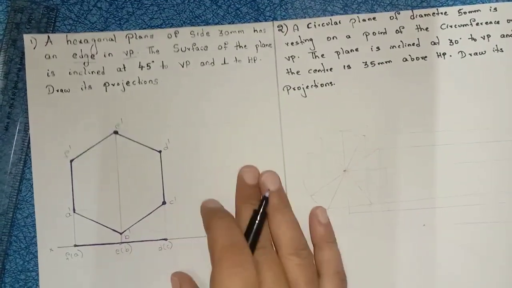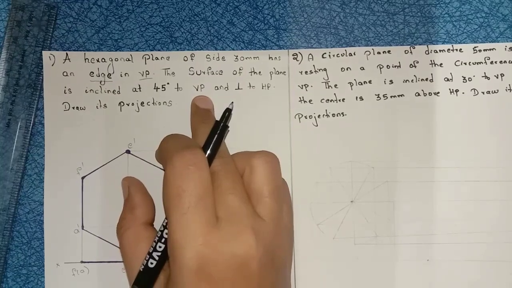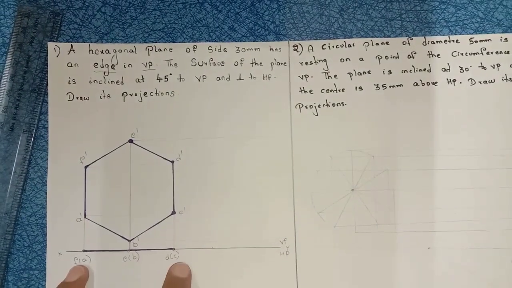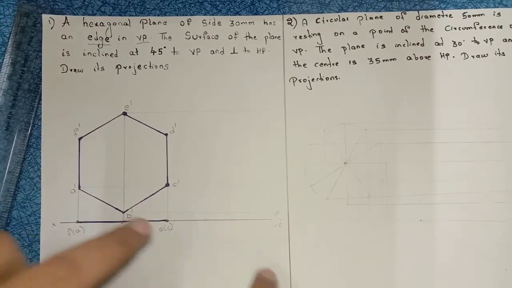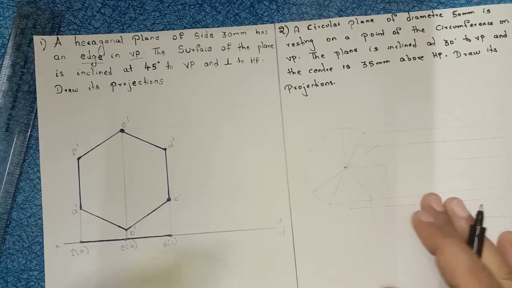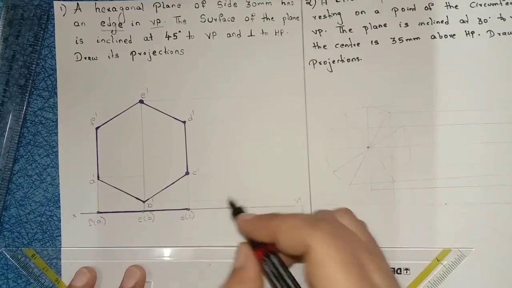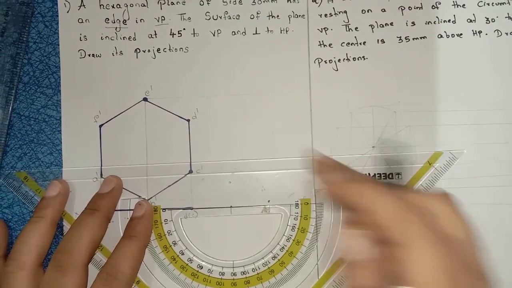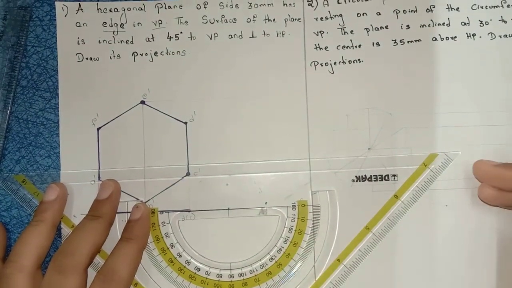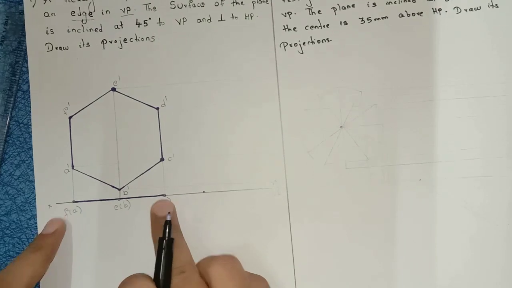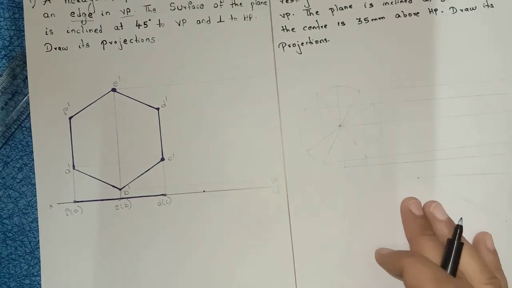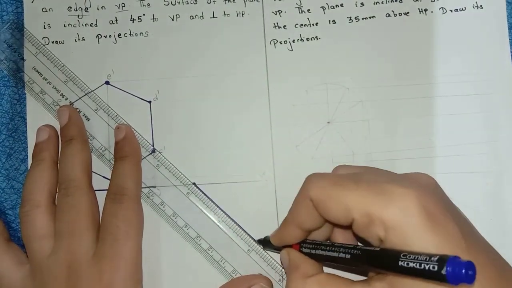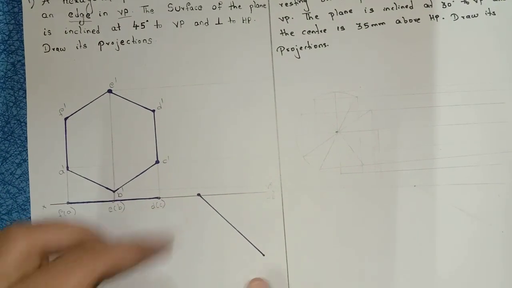Now coming to the next step. What is the next step? 45 degrees to VP. The surface of the plane is inclined at 45 degrees to VP. This is the surface of the plane. This plane is inclined at an angle of 45 degrees, right? So leave some gap. First mark a point, leave some gap and mark the point. Place your protractor on that point. Angle is 45 degrees. Take 45 degrees. Measure this line and draw here with an angle of 45 degrees. Measure this line and draw here, right?